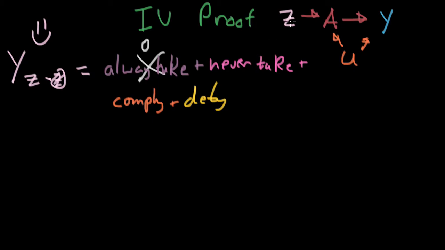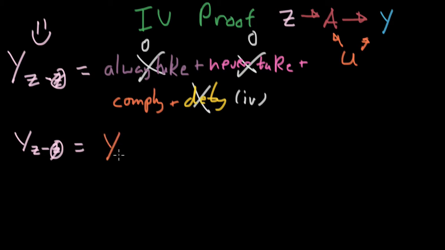They'll never take A, so Z can have no causal effect. This also equals 0. The final thing we know is that by assumption 4, there are no defiers, so we can cancel that out as well. Okay, this becomes pretty simple. We take this quantity that we can calculate, which is the causal effect of Z on Y, and this will equal the causal effect of Z on Y in the compliers, simply times the proportion P of compliers in the population.